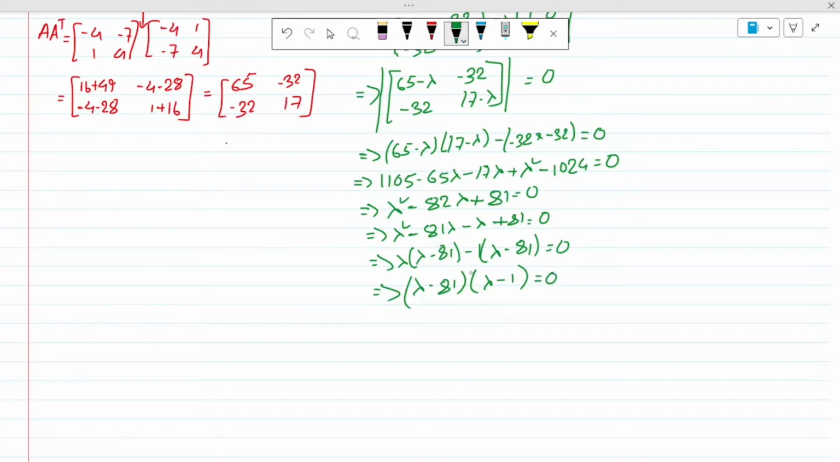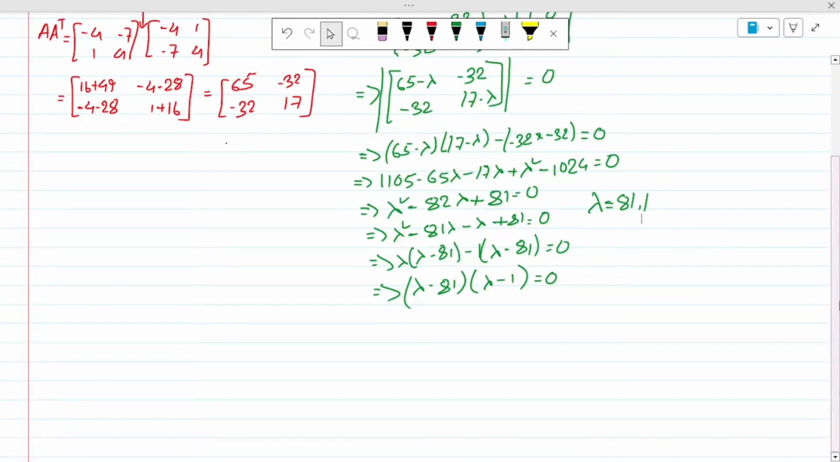So from this equation we can easily find out the value of lambda. So lambda value will be 81 and 1. So two lambda values we got after solving this equation, and these two values are called eigenvalues of the matrix.